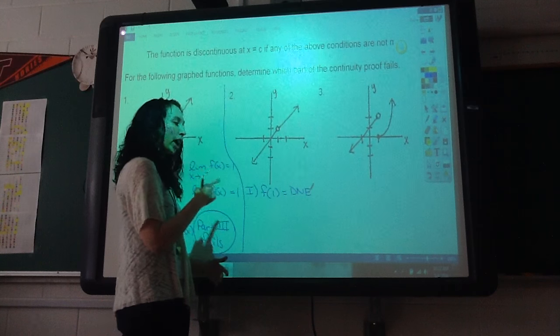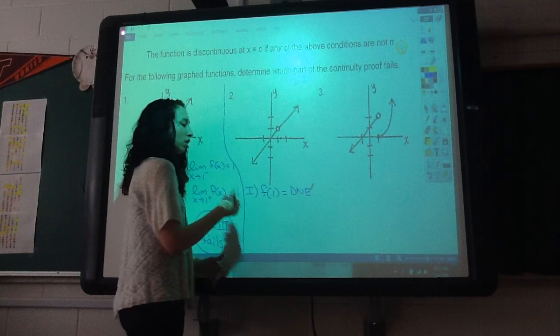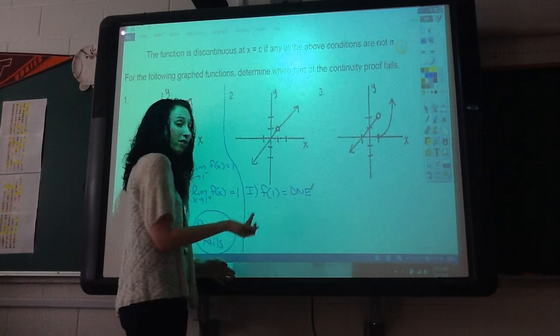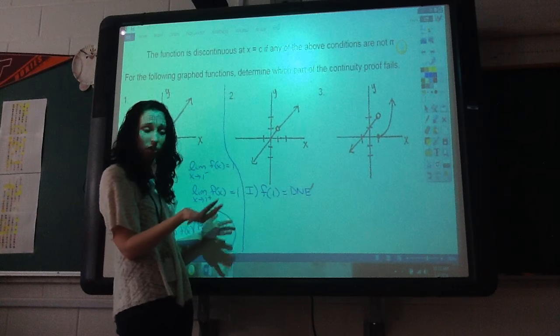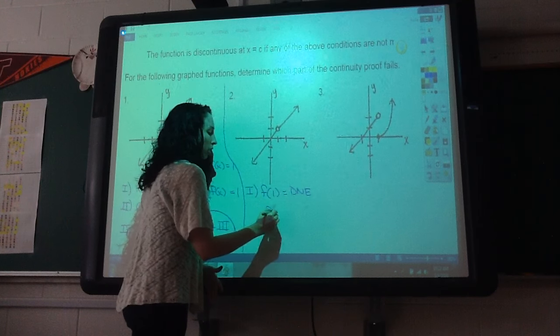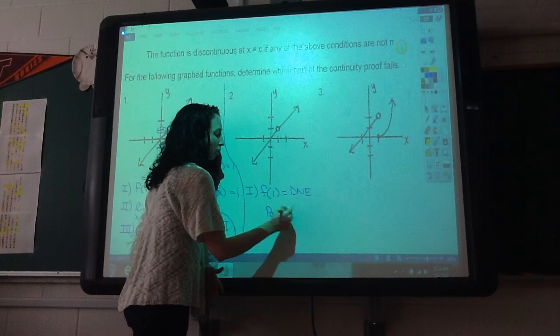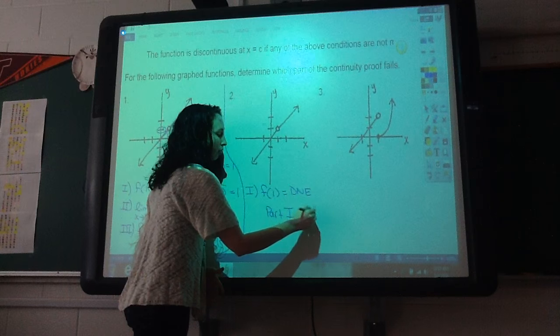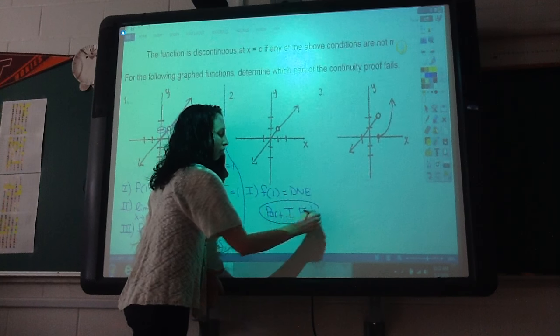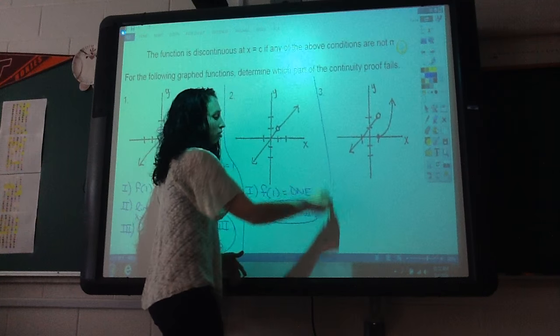If I have a function value that does not exist, that automatically fails the whole thing. I don't have a value. I don't have anything to say that it works. So part 1 fails. And we move on to number 3.